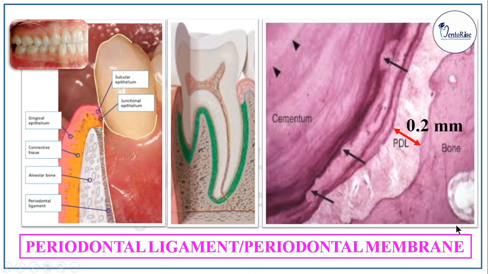Periodontal ligament, also called periodontal membrane, is a specialized fibrous connective tissue that surrounds and attaches the roots of the teeth to the alveolar bone. It basically serves as a connection between the cementum of the teeth and the alveolar bone. It is continuous with the connective tissue of the gingiva, and it communicates with the marrow spaces through vascular channels in the bone. The average width of periodontal ligament is documented to be 0.2 millimeters.